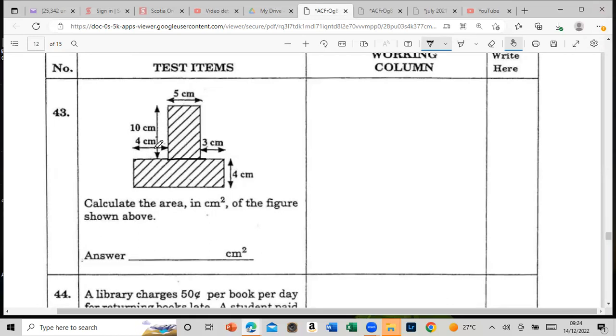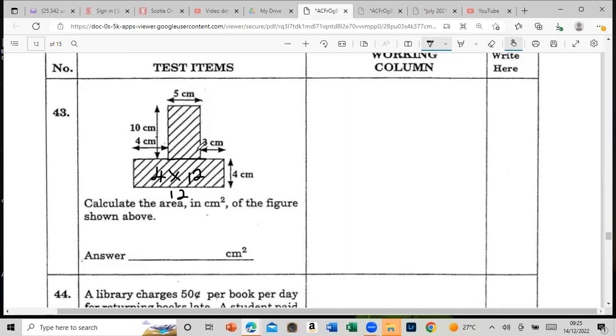So let's go. 4 plus 5 is 9, plus 3 is 12. So all of this works out to 12. Let's double check. 4 plus 5, 9 plus 3, 12. So this part is 4 by 12. So let me establish that first. Alright.